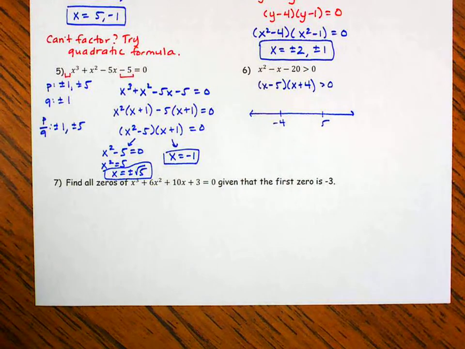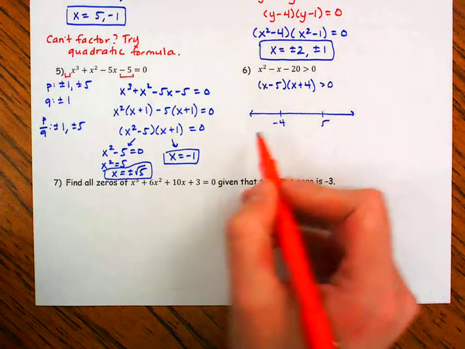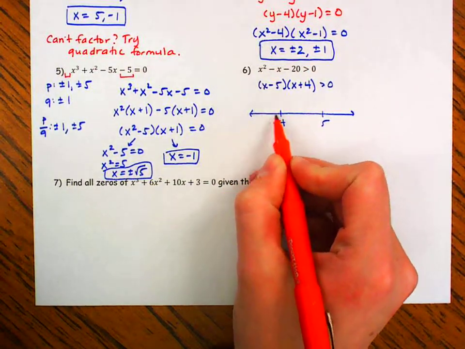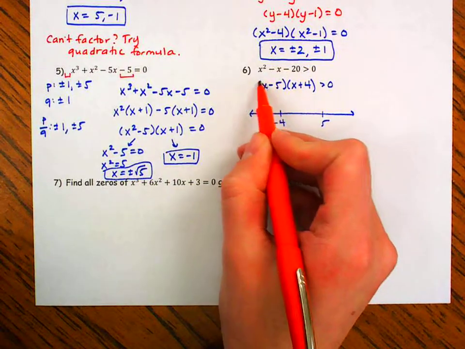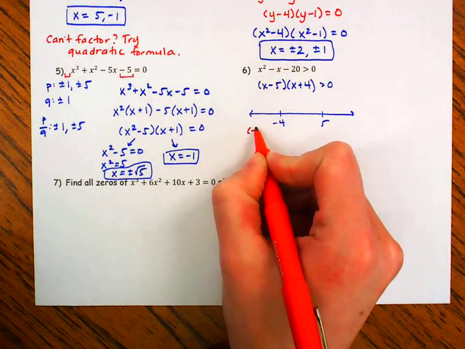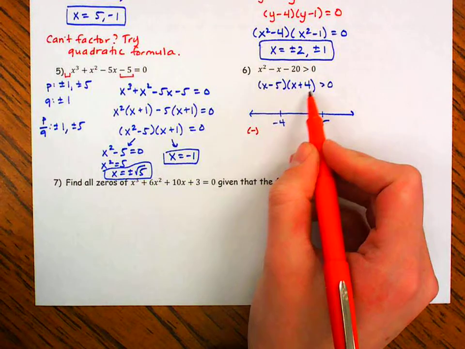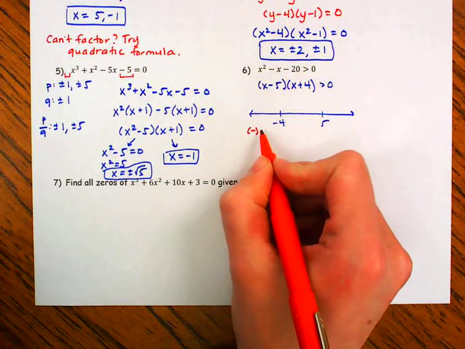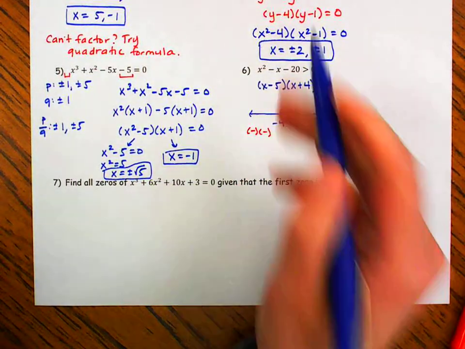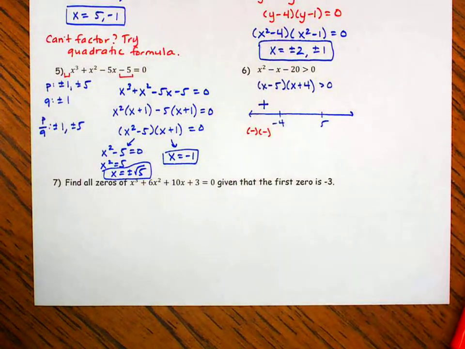So let's take a look real fast. I need to test my interval. So I need something less than negative 4. I could use negative 5. If I plug in negative 5 here, I get a negative 10, but I just really care that it's negative. And if I plug in a negative 5 here, I get a negative 1. It's going to be negative. So this whole interval is going to be positive.